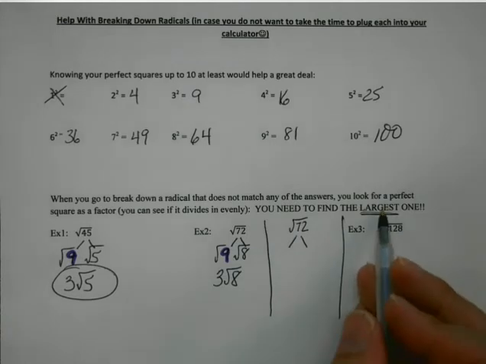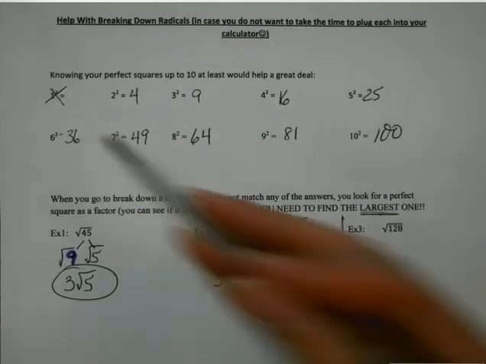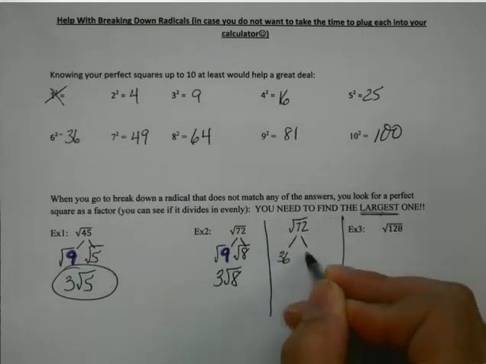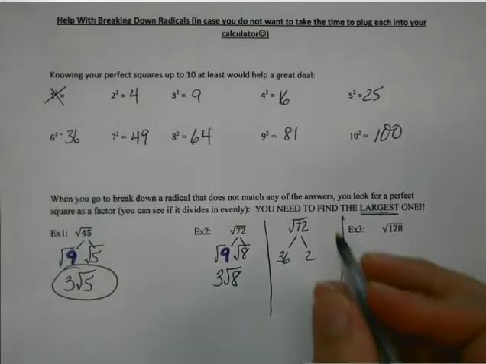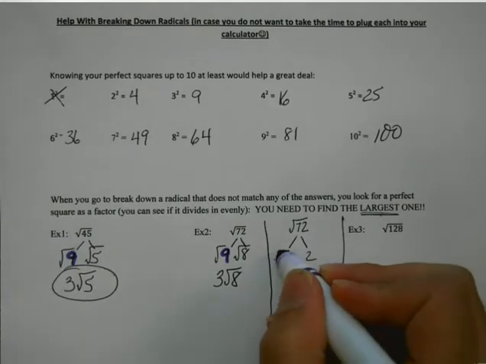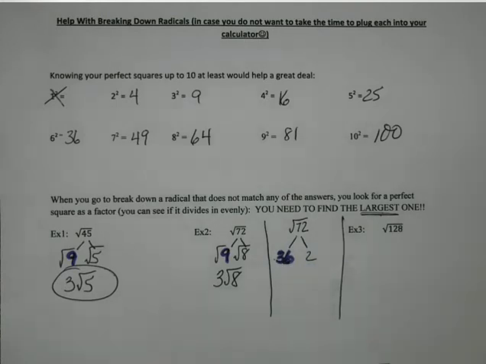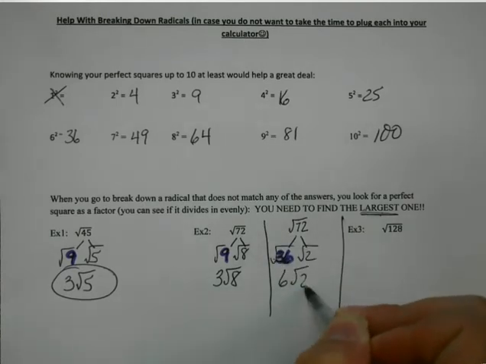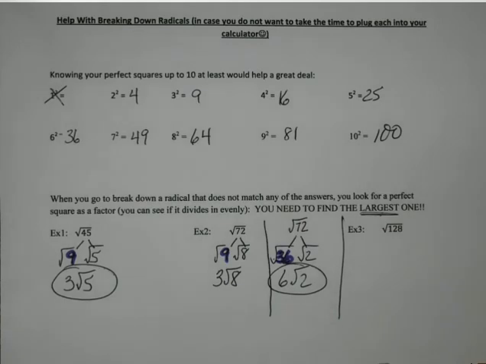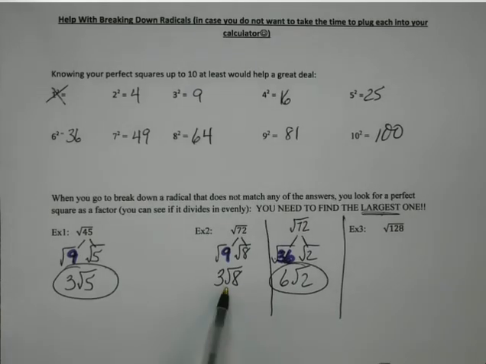Notice how I said you need to find the largest factor. 36 will go evenly into 72. And you always can try just dividing these numbers by your calculator. So 36 gets the attention this time. Square root of 36 is 6. Square root of 2. That's your right answer. But can I still get to the right answer here? The answer is yes.